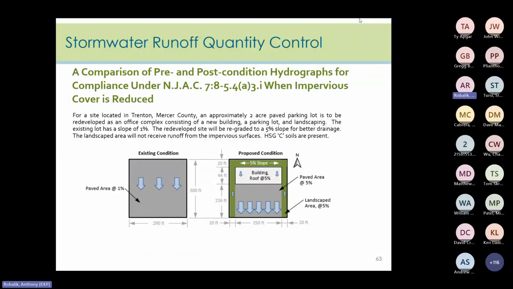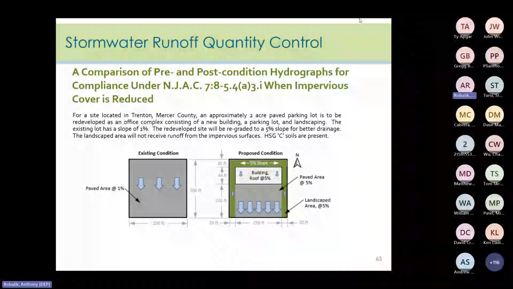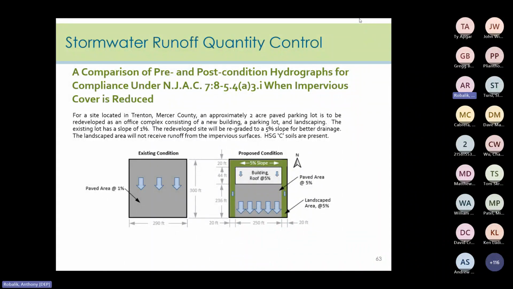So here's an example where the post-construction hydrograph exceeds the pre-construction hydrograph. This example states that for a site located in Trenton, Mercer County, an approximately 2-acre paved parking lot is to be redeveloped as an office complex consisting of a new building, supporting parking area, and landscaping. The existing lot has a slope of 1%, and the redeveloped site will be regraded to a slope of 5%. It also states that the landscaped area will not receive runoff from the impervious surfaces, and that HSG C soils are present. So in this example, we see that the proposed development is reducing the amount of impervious surface, but they're also increasing the slope of that surface.